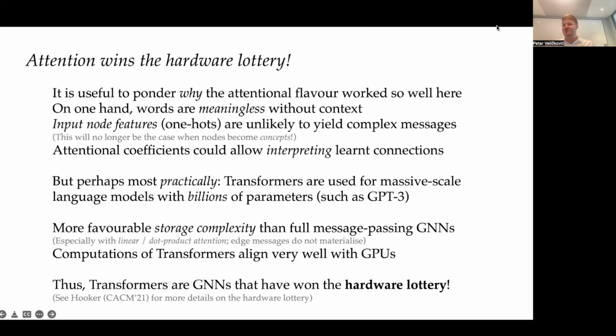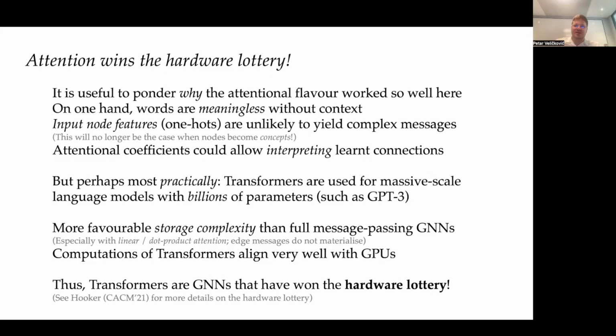And another thing that's quite useful to ponder for us is, why did the attentional flavor of the GNN work so well here? Like, why not message passing, for example? Well, there's a few important concepts to ponder. The first one is that words don't really have any meaning in themselves, right? Words only get meaning when you put them in context with other words, right? And as a result, all of the inputs to a language model are typically just one-hot features that tell you which word this is in the vocabulary. So they're a very rudimentary identifier feature, and they're unlikely to give you complex messages, right?